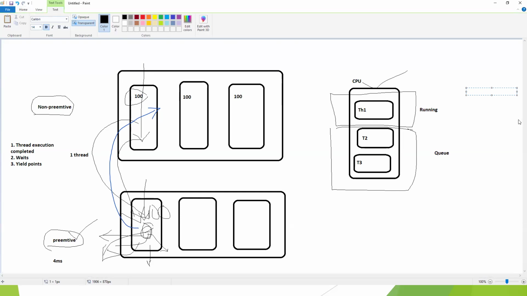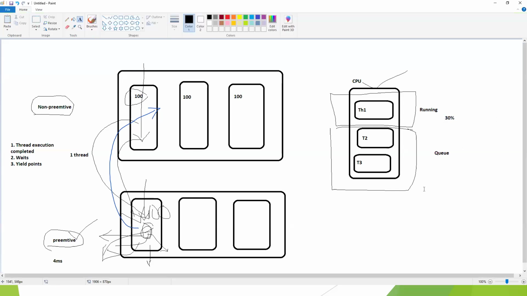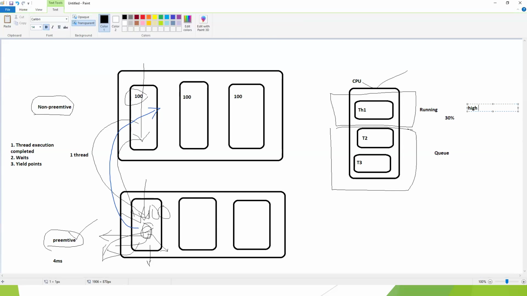Now, preemptive is nothing but it will come out of the CPU. Simple thing, it will be kicked out of the CPU. Let's say thread 1 has completed only 30% of its work. It doesn't matter whether it is completed or not. If it is a Windows operating system, let's say not UMS, and there is a high priority thread, right? There are multiple reasons it will be preempted.